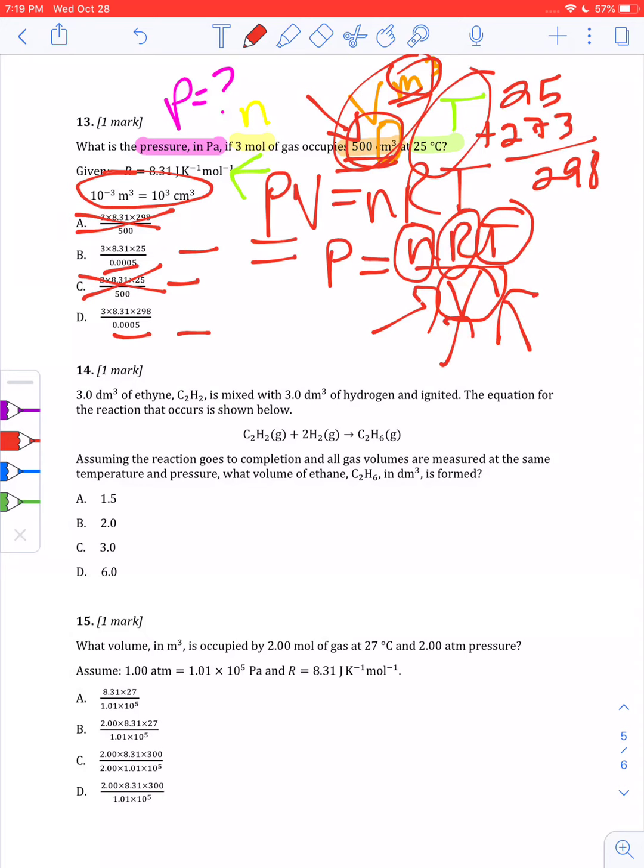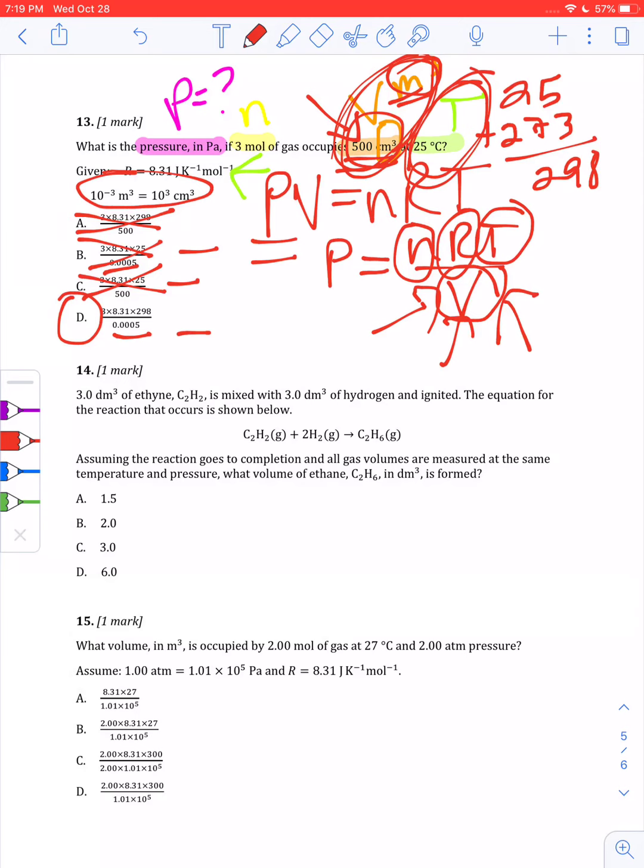So then that leaves us B and D, and they both have the same number in the volume. That's been converted to cubic meters. The difference between them is B did not convert the temperature, D did. So again, you're not having to do all the math. It's really kind of like looking at your information and using it wisely to eliminate your answer choices, okay?